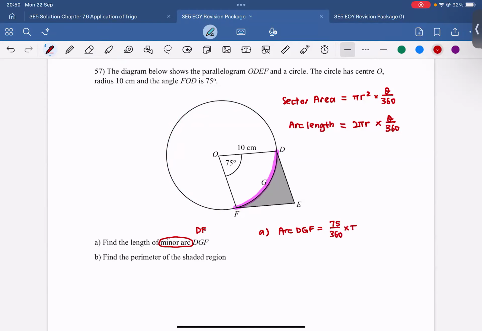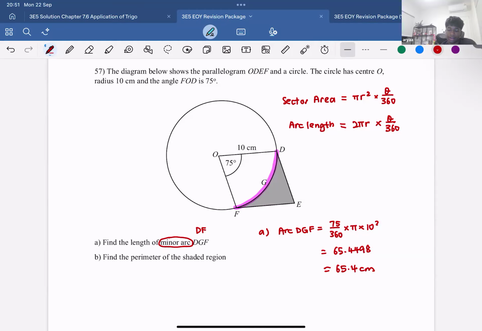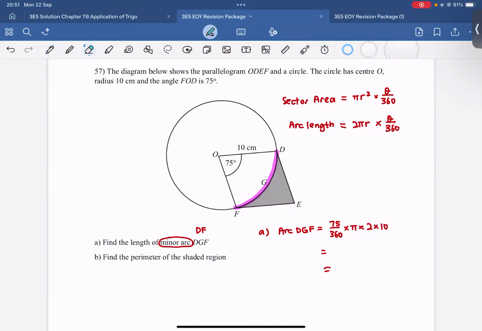So this one is just 75/360 times pi times 10 squared. We get 65.4498 cm. Wait, sir, why do you do the area? Oh, you're asking for arc length, sorry. Wrong. Thank you very much. So 75/360 times 2 pi times 10. We get 13.08996. So round off to 13.1 cm.